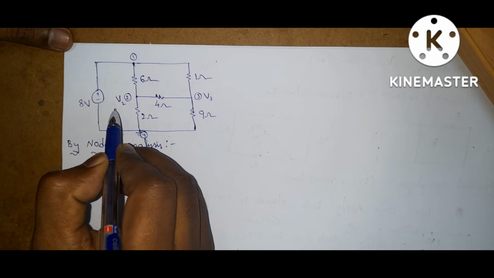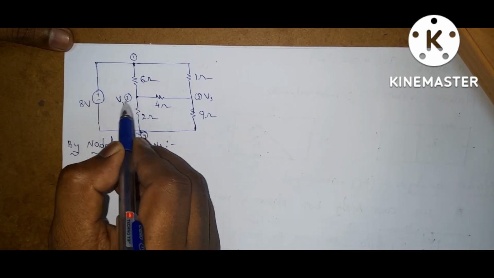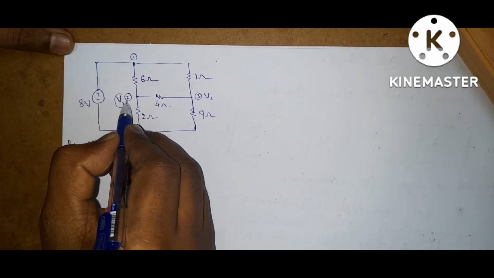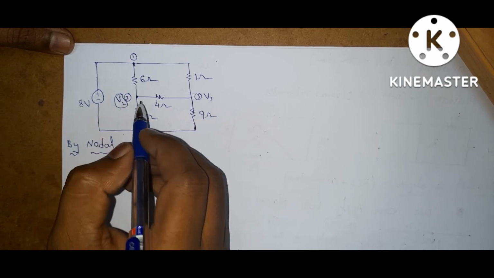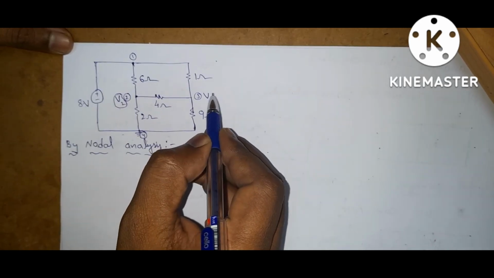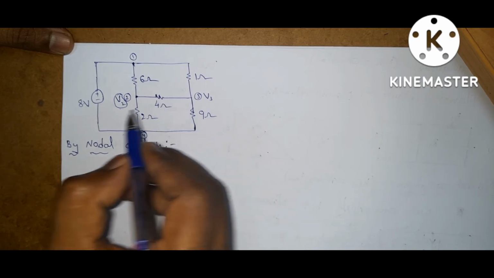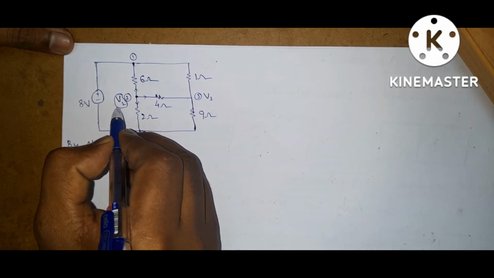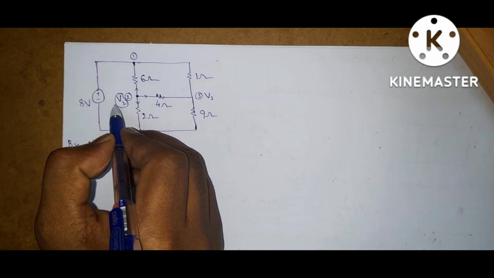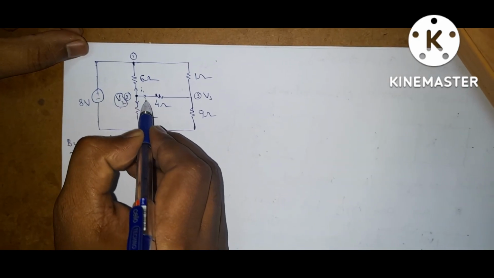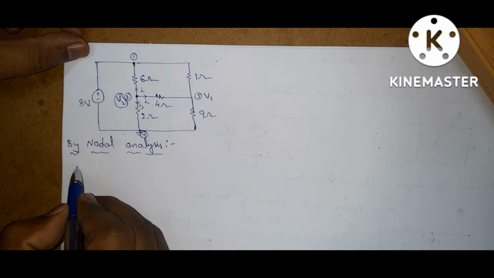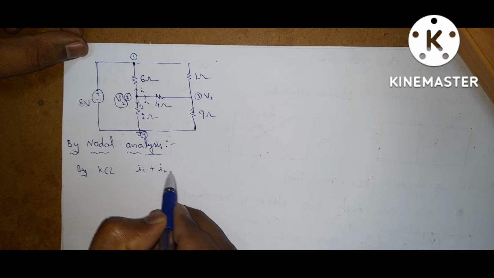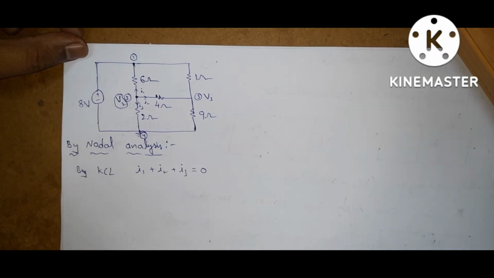In nodal analysis, if you want to write the node equation at node 2, consider that this node has the highest potential. Current is always flowing from higher potential to lower potential. So from this node, all currents are leaving, because we are assuming this node has the highest potential. Let the currents be I1, I2, I3. By KCL, the equation is I1 plus I2 plus I3 is equal to 0.